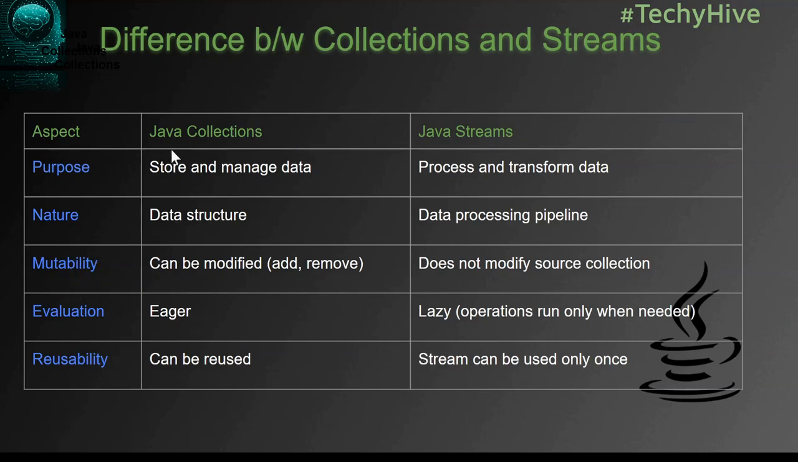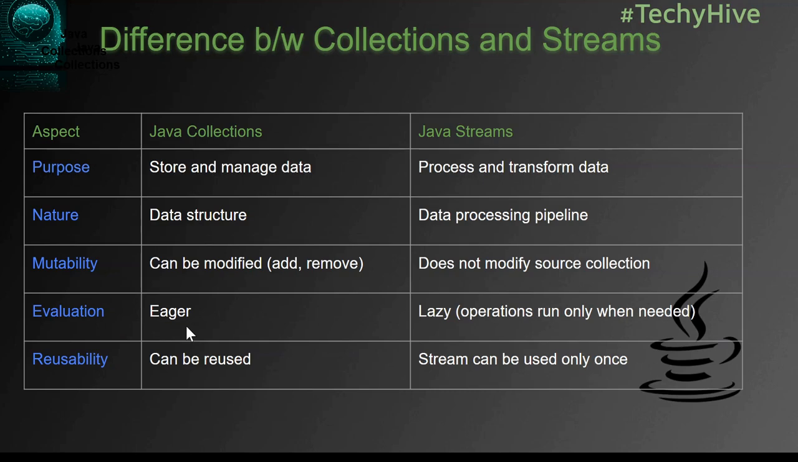Java collections store and manage data, as we discussed earlier. They are only used for storing and managing data. On the other hand, Java streams process and transform data. Java collections are data structures by nature, and Java streams are a data processing pipeline. Java collections can be modified. We can add elements and remove elements from there. And Java streams do not modify the source collection. They only process the data.